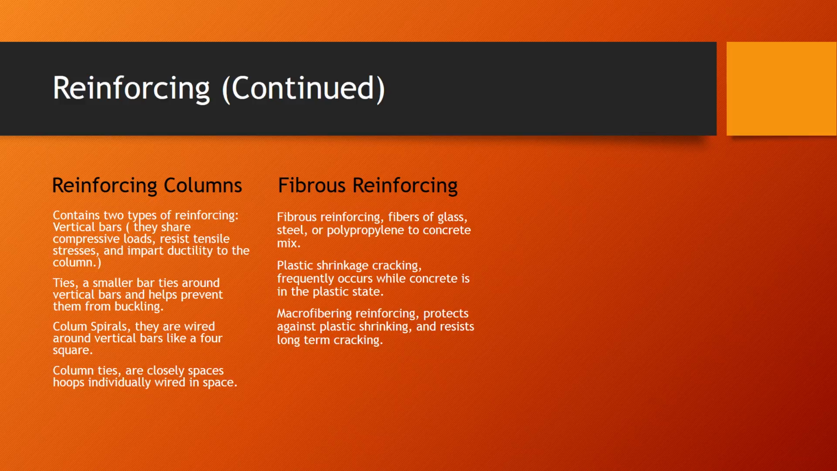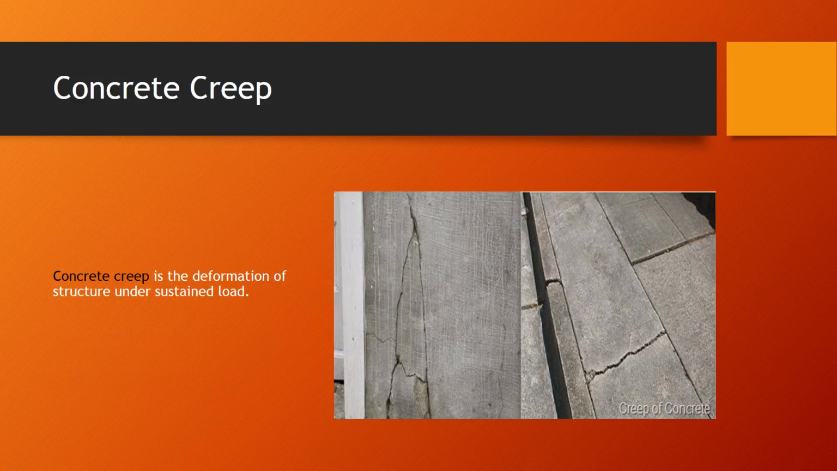Fibrous reinforcing. Fibers of glass, steel, and polypropylene are added to the concrete mix. Plastic shrinkage cracking frequently occurs while concrete is in the plastic state. Macrofiber reinforcing protects against the plastic shrinking and resists long-term cracking. Concrete creep. Concrete creep is the deformation of the structure under sustained load.